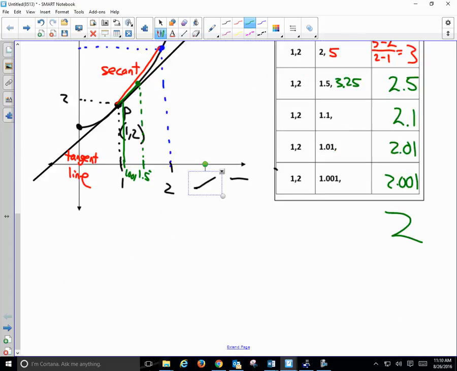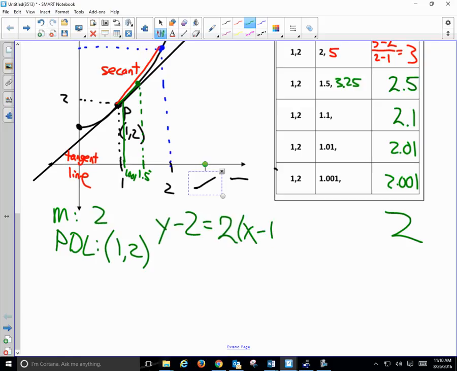Let's now try to write the equation for the tangent line. Can somebody tell me, if I'm going to write an equation, what 2 things do you need? Slope and the point on the line. So we know it goes through just one point. What's that one point? 1, 2. What was the slope? So y minus 2 is equal to 2 times x minus 1.